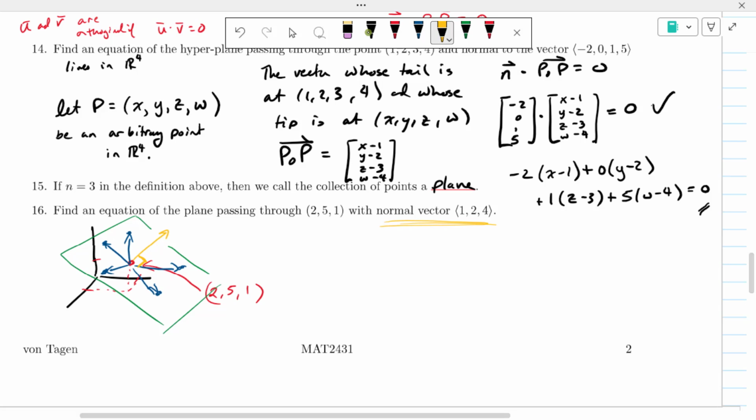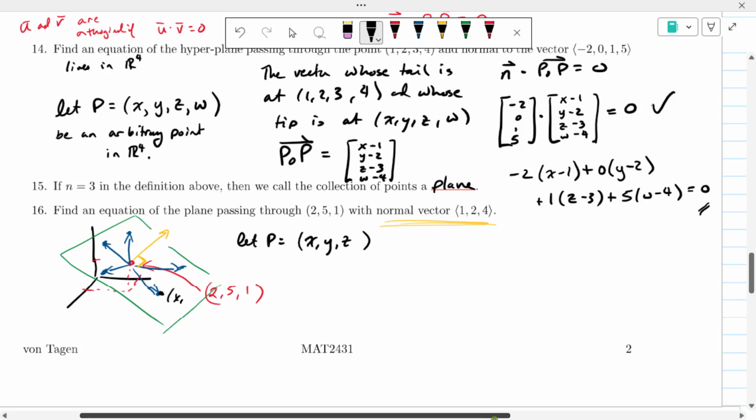Okay, so we're going to take x, y, z as just some arbitrary point in space. So let's let p equal x, y, z. So that could be any point in space, but I want to ensure that it actually ends up being on my plane. How do I do that? The first thing I do is I construct a vector with it. So let's construct the vector p naught p.